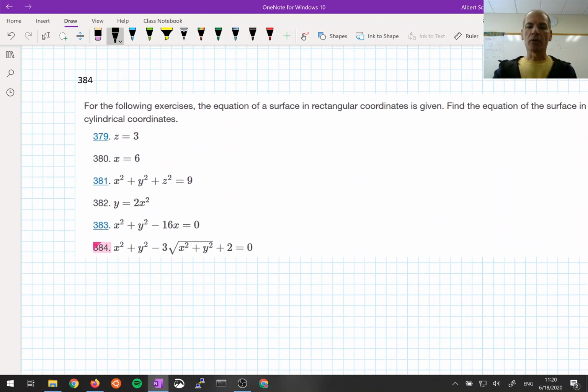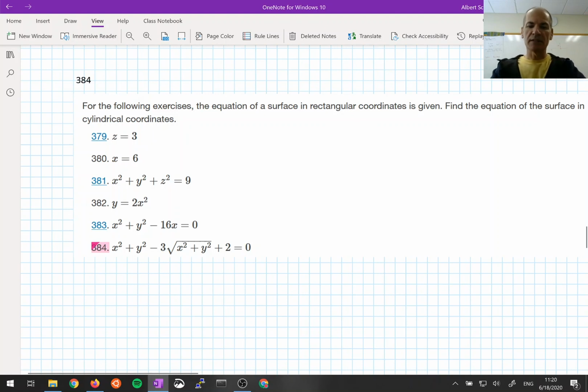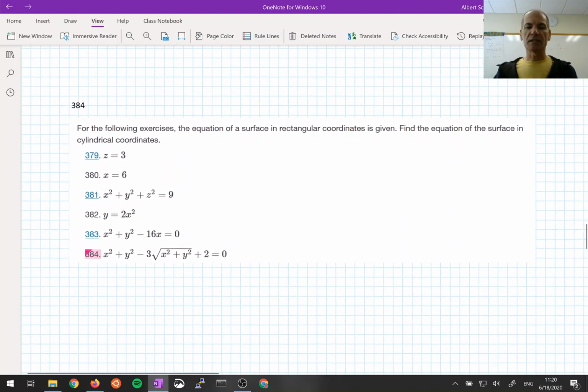In 384, the equation of, I feel like this thing got bigger somehow. Oh well, I'm just going to live with it. Maybe shrink it. Yeah, I can shrink it a little bit.